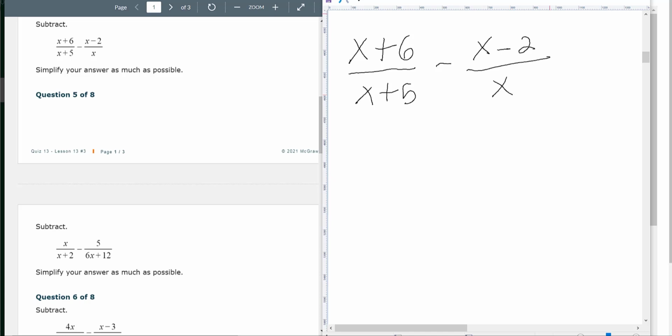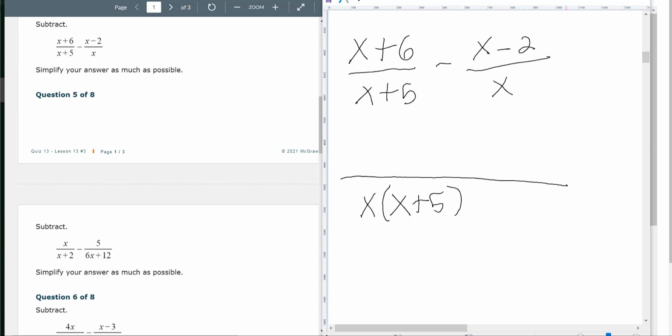So x plus 5 and x don't have any common factors, because in x plus 5, each of those numbers are terms. So there are no common factors, so that's going to make our LCD x plus 5 times x. And I like to put the x in the front, but the x can go in the front or the back. It means the same thing.